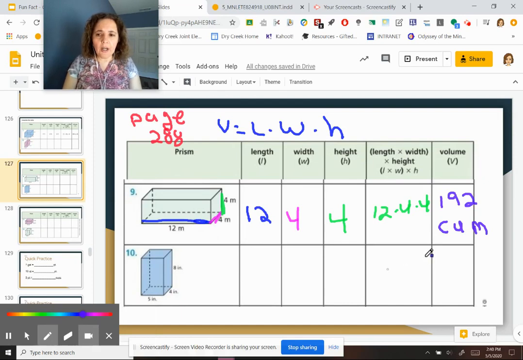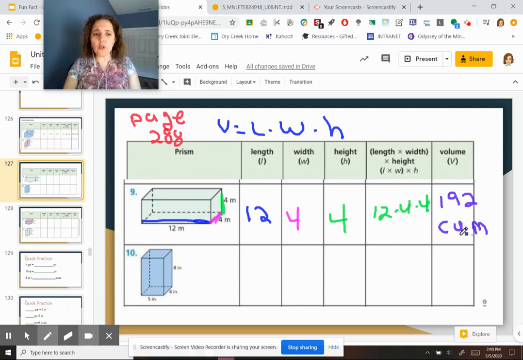Okay, you should have gotten 192 cubic meters. Remember, I can use CU for cubic. 192 cubic meters. So if you multiply 12 times 4, you should have gotten 48, and then 48 times 4 is 192. Okay, let's do the next one.